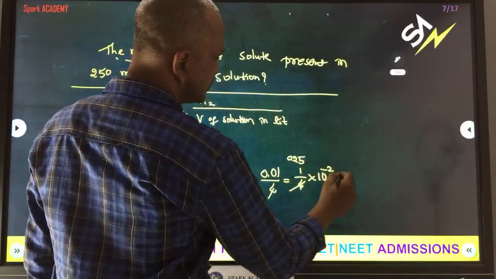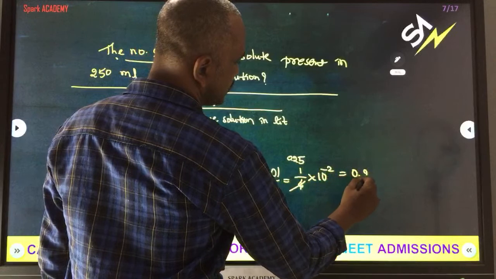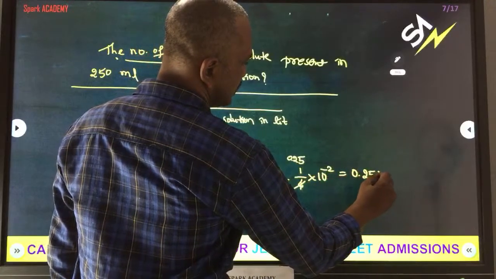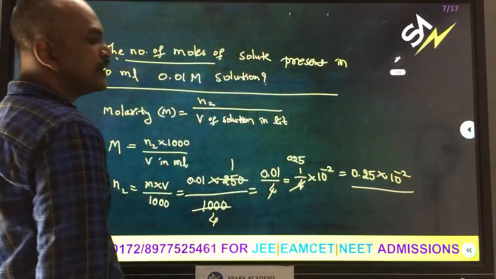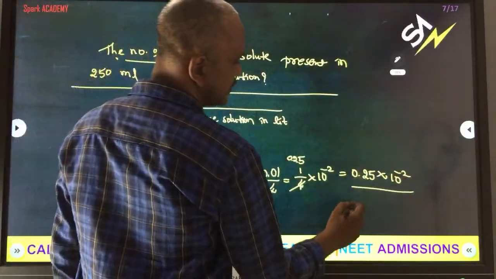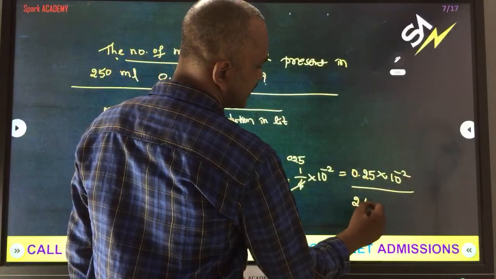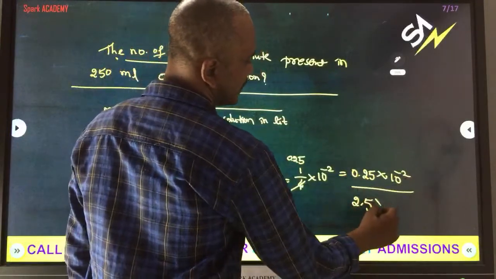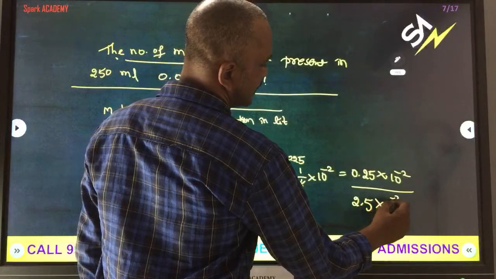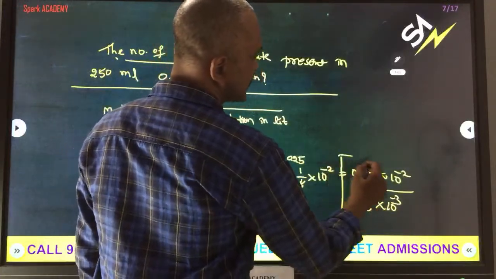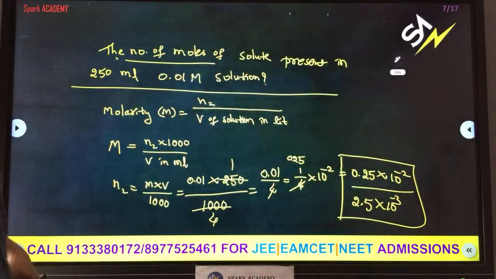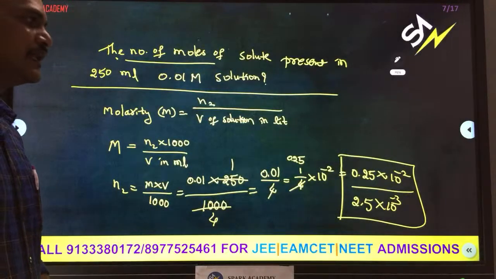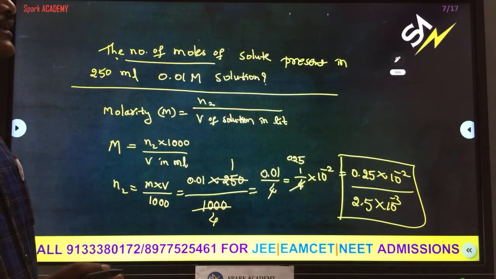So this is the answer: 0.25 into 10 to the power of minus 2. Sometimes it is given as 2.5 into 10 to the power of minus 3. Both of them can be written. Understood? So like this the problems can be solved.